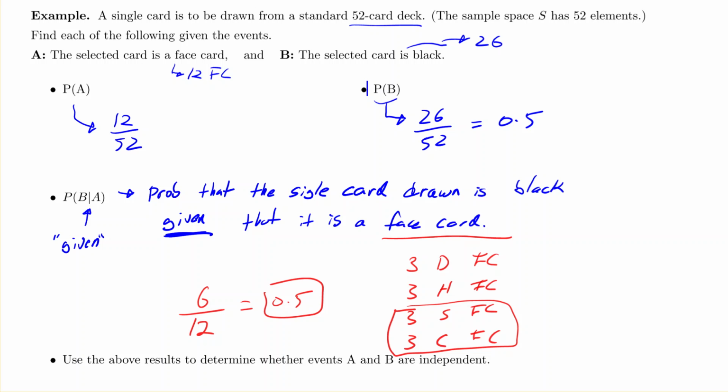So again, what's happening when we're doing conditional probability is that the sample space, the total that we divide by, decreases. We're not looking at a total of 52 cards. We're looking at only face cards, given face cards.